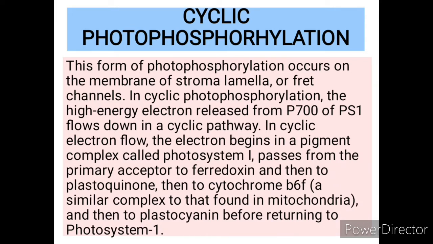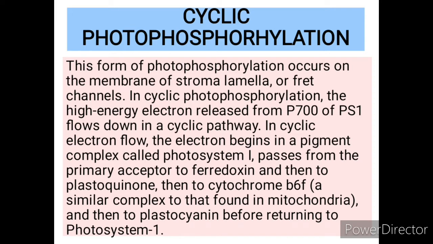In cyclic photophosphorylation, the high energy electron released from the P700 of PS first flows down in a cyclic pathway. PS first, that is photosystem first, contains the reaction center, chlorophyll A, which has the capacity to absorb light of 700 nanometers wavelength. P700 means the capacity of the reaction center to absorb light of that wavelength. So photosystem first indicates that it has the chlorophyll A reaction center which absorbs light of 700 nanometer wavelength.